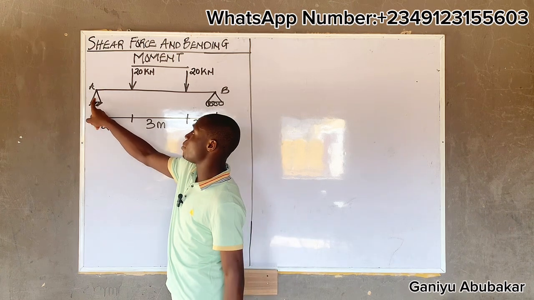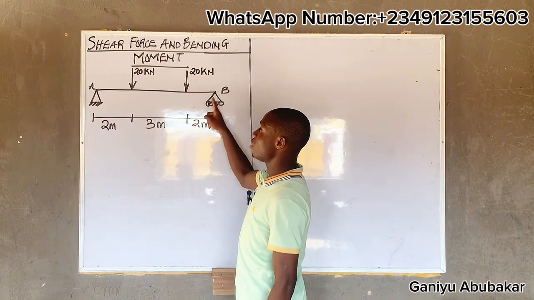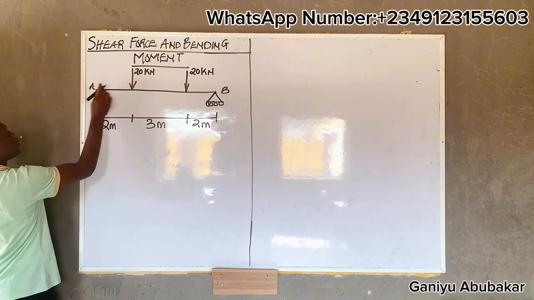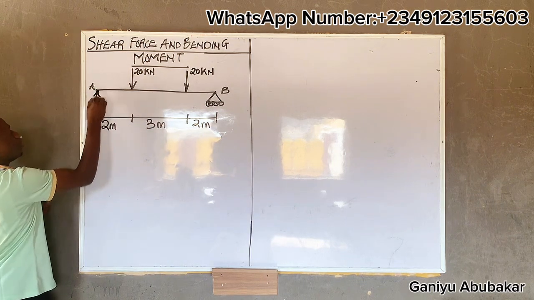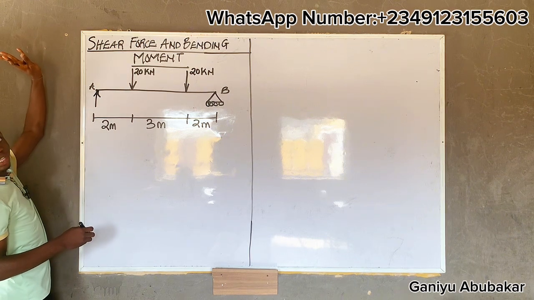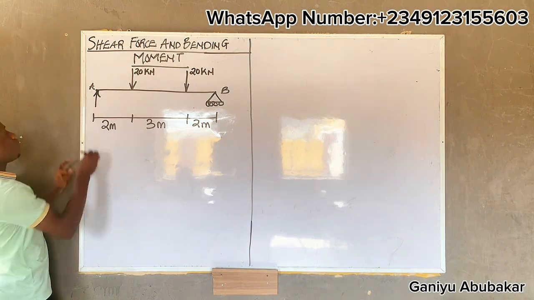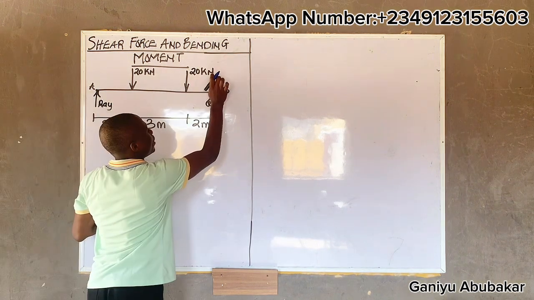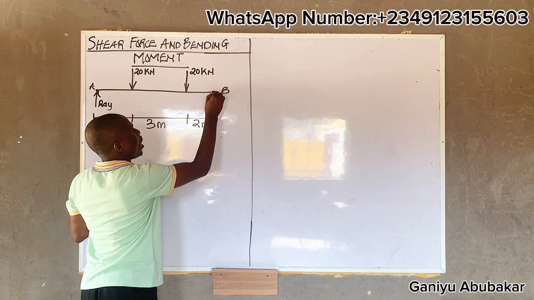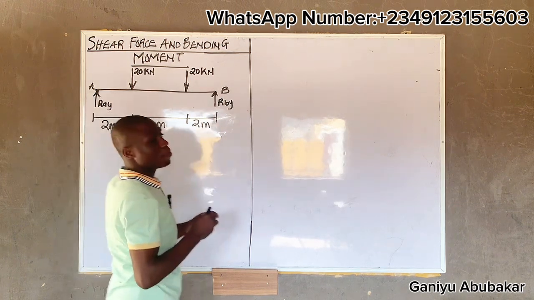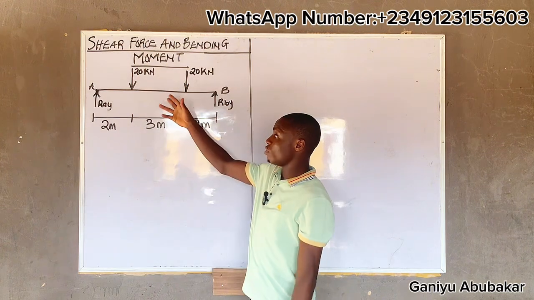This is a pin support, A, and this is a roller support, B. So I'll change them. The pin support becomes an active reaction, but I'll forgo the horizontal because it's always zero. So I'll have RAY here, and at B, RBY. So your first task is to draw a free body diagram, which I've done this way.